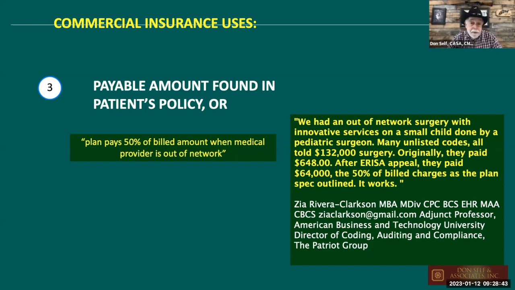Luckily, though, Zia had taken the time to learn ERISA. She sent a letter to the CEO of the insurance company, and that's how they basically deal with ERISA, letting them know that they underpaid. So they immediately paid her an additional $64,000. Why? It's because that particular plan said 50% of billed charges, as the plan spec outlined. And sometimes you're going to find that happens on plans that you might realize.